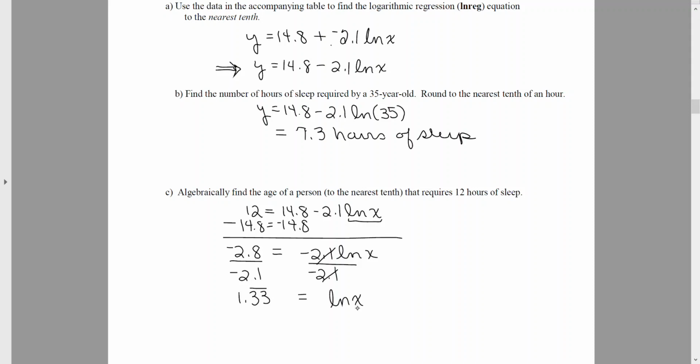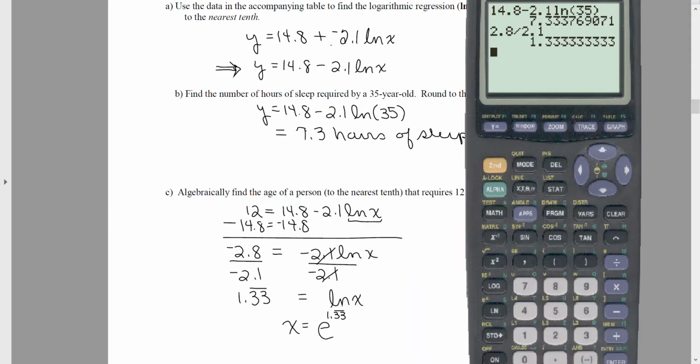Now I want to solve for x. So I want to undo a logarithm. Exponentials undo logarithms, so I have to figure out what's the base of the logarithm. That becomes the base of my exponent. So the base of my logarithm is e. The base of my exponent is also going to be e, so e to the 1.33, and that's going to be what my x is.